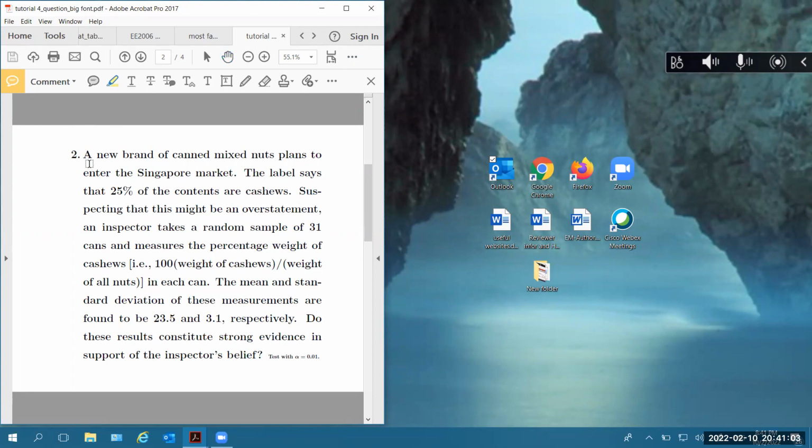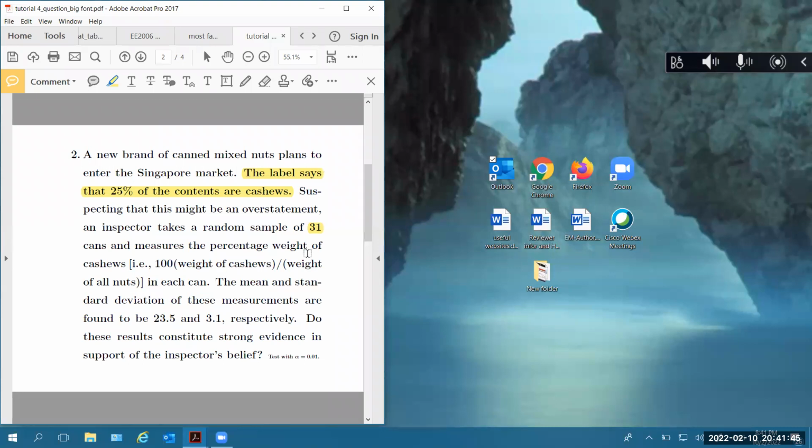So we have a new brand of canned mixed nuts, plans to enter the Singapore market. So the label says that 25% of the contents are cashews. Okay, so this is what the label says. The label says that 25% of the contents are cashews. So suspecting that this might be an overstatement, an inspector takes a random sample of 31 cans. And he measures the percentage weight of cashews in each can.